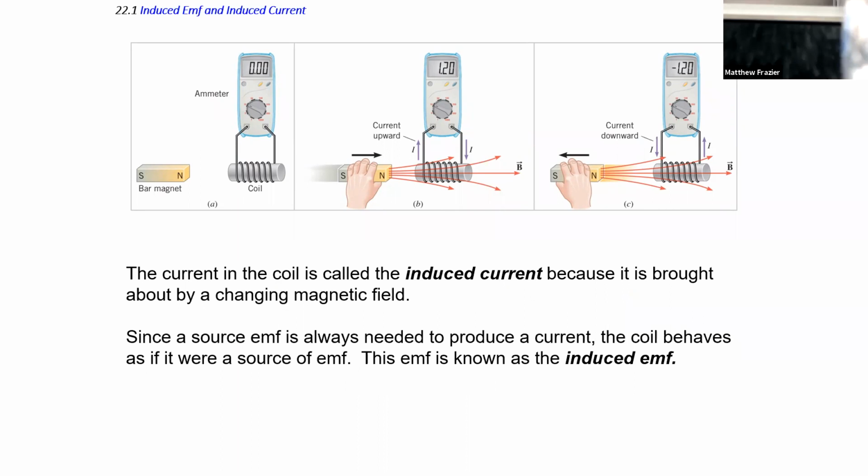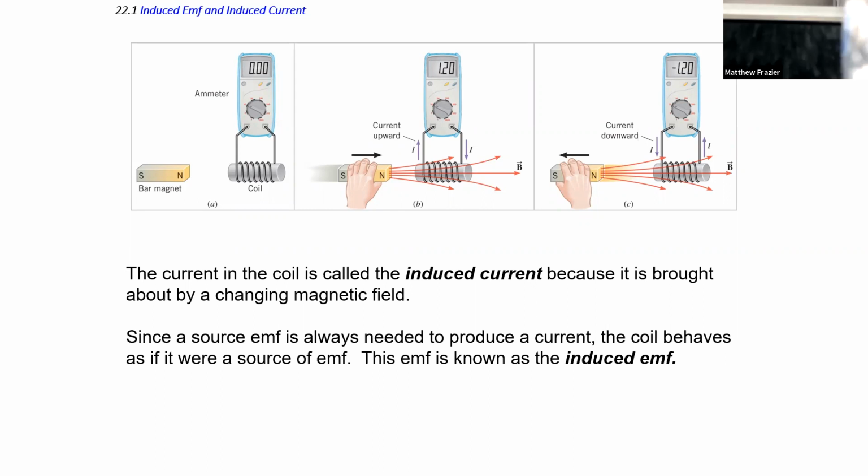And so what we say is that the current that ends up flowing is induced. The motion of the field, the change in the field, causes a change in the current. These slides use the term EMF, electromotive force. That's the thing I've been calling potential difference.